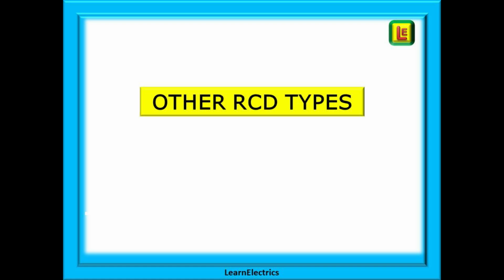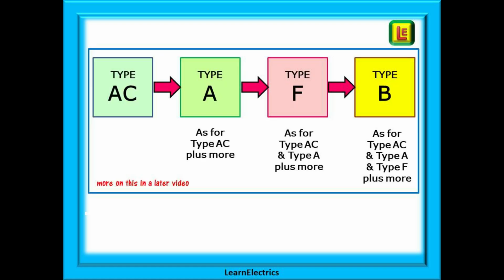And just briefly on other RCD types, as shown here, we can imagine RCDs following a sequence of capability. If we start with a Type AC RCD, we will find that a Type A is similar to a Type AC, but with some extra functions built in. For a Type F, this is a Type A with extra capability, whilst the Type B is the same as a Type F with even more functionality. And we will look at these in more detail in a later video, how they work, where to use them, etc. And there we are.